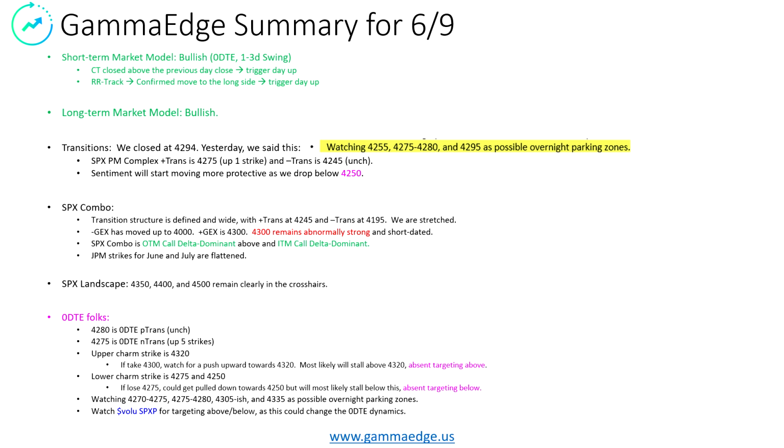Plus GEX remains at 4,300. It's abnormally strong. It's still up over 70,000 contracts in terms of net GEX, and that's a big number. It's very short dated, meaning next week's going to be interesting to see how it rolls off.